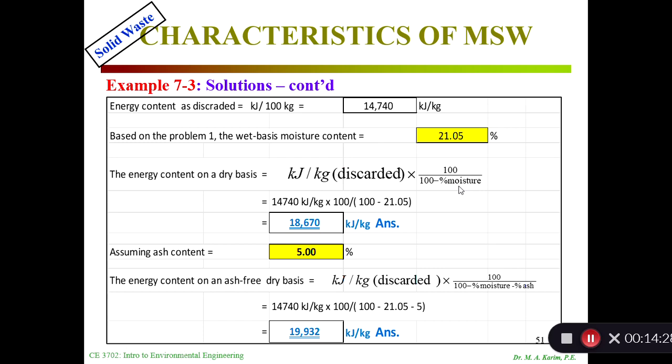But if we are looking for a range, then I can use 21% and 26%, and come up with a range. From 18,670 kilojoule per kg, we get it from here. Or if I use the bigger number, 26.67, it could be 20,000 or something like that. Assuming ash content was 5%, if I use the equation, I get 19,932 kilojoule per kg. So anyway, we are going to stop here to limit it to 15 minutes. Then we'll continue with the next one.